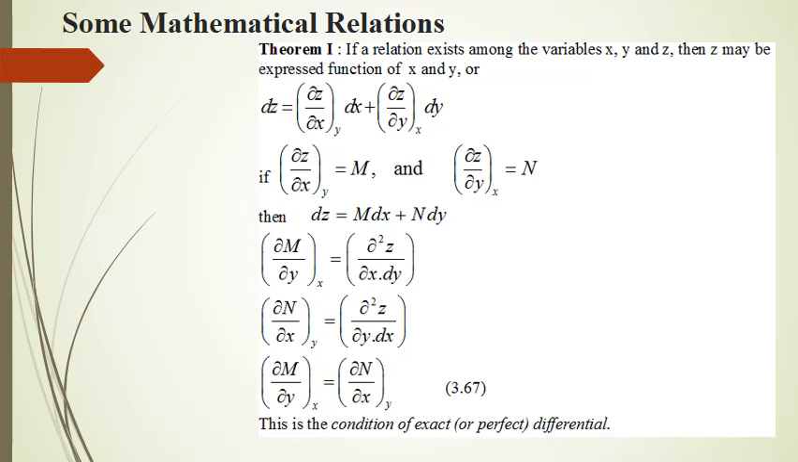dx plus n dy. Now we differentiate m with respect to y when x is constant and n with respect to x when y is constant. So we get that del m upon del y when x is constant is equal to del n upon del x when y is constant. That is equation 3.67. This is the condition of exact or perfect differential.